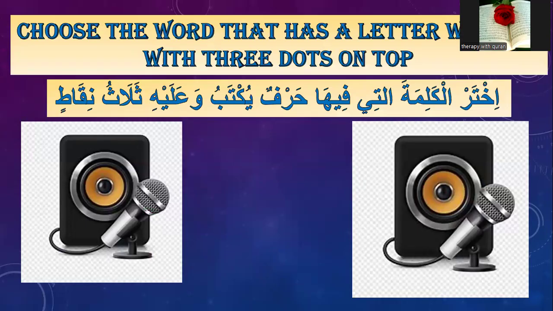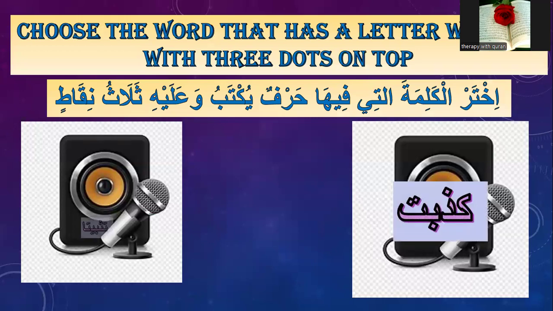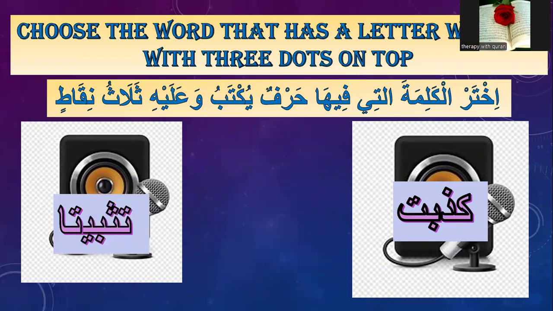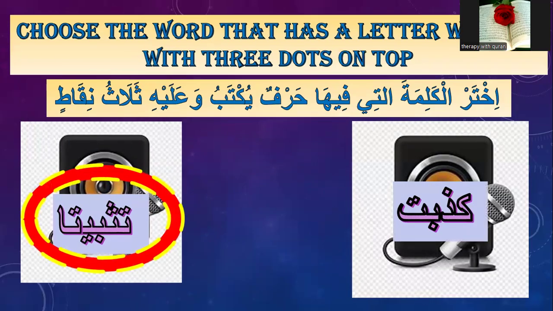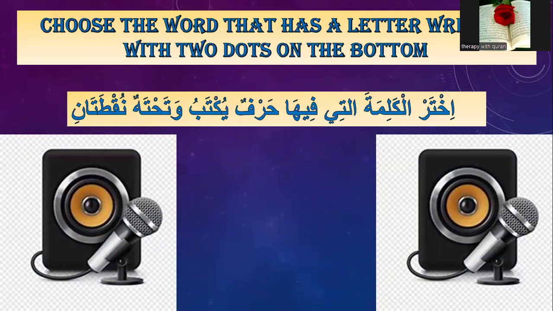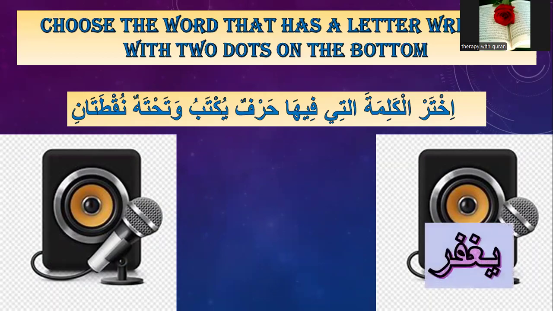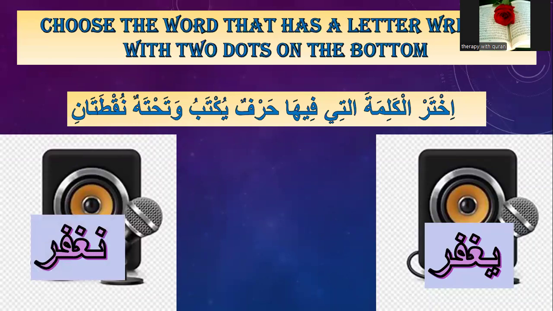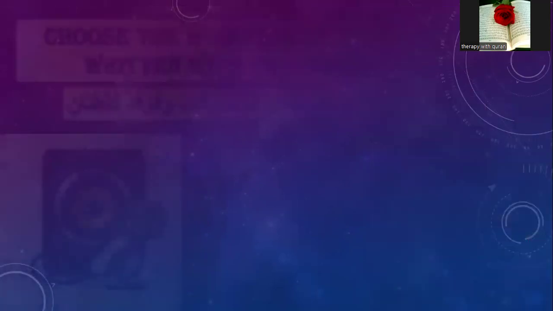Please choose the word that has a letter written with three dots on top. Listen carefully. Number one, test rabbit. Number two, test Rita. Which word has three dots on top? Test rabbit or test Rita? Yes, it's test Rita. Number two, choose the word that has a letter written with two dots on the bottom. Which word? Number one or number two? Yes, number one.